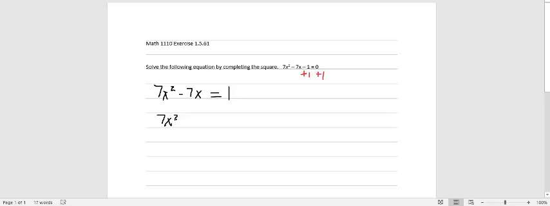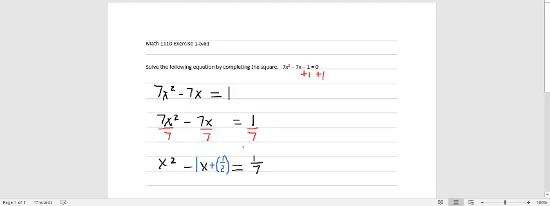My next step is to divide by the coefficient of x squared, which we call a, if a is not 1. So a is 7, so I divide every term of the equation by 7. And I obtain x squared minus x equals 1/7. I have to understand that there's really a 1 in front of x. So the coefficient of x is minus 1.